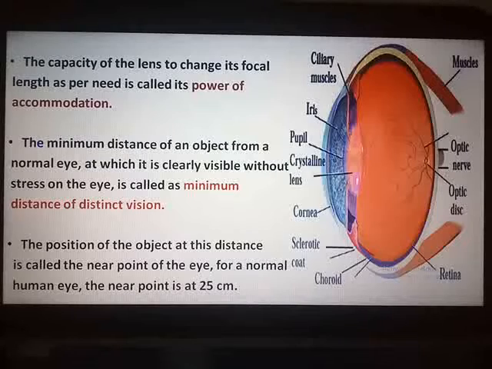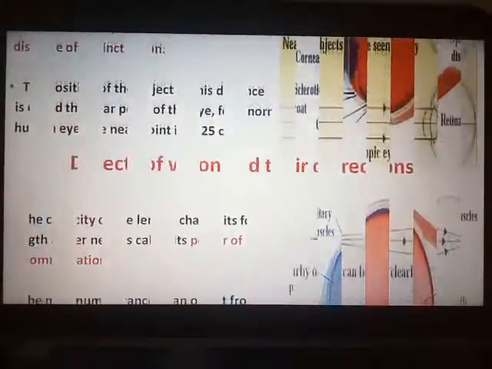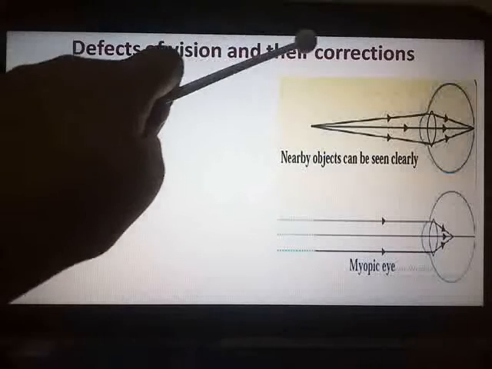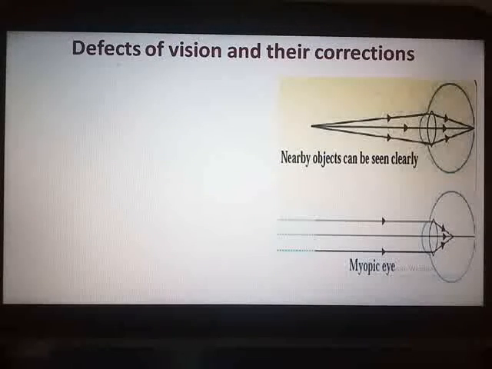Three types of refraction defects are there, which we are going to study in the syllabus. The first one is nearsightedness or myopia. Now here it is defects of vision and their corrections. These defects cannot be cured, but they can be corrected.